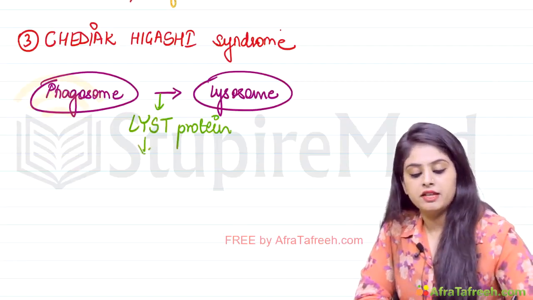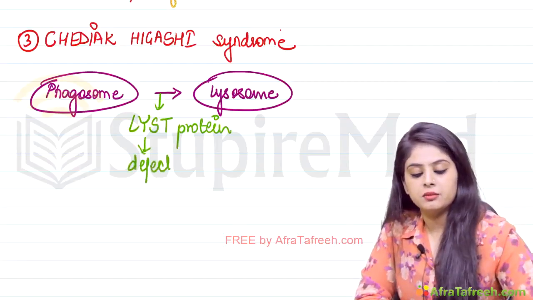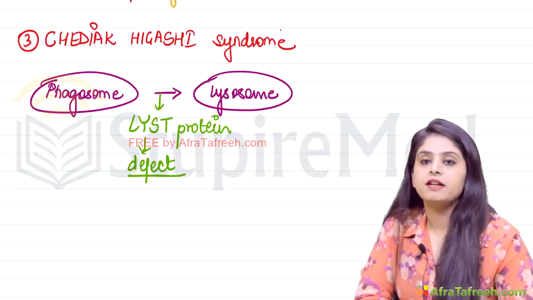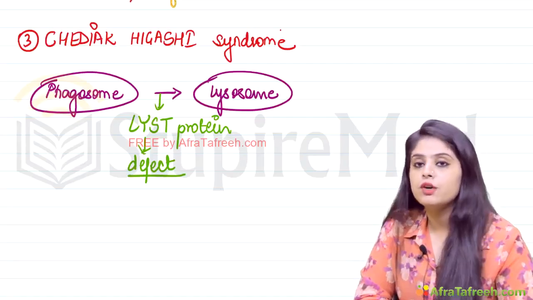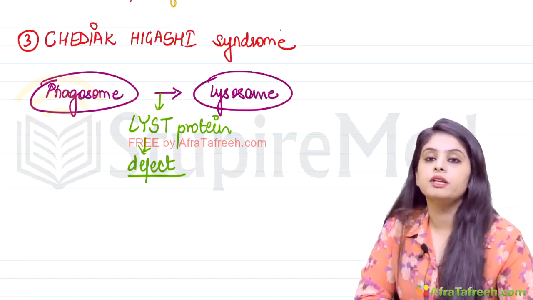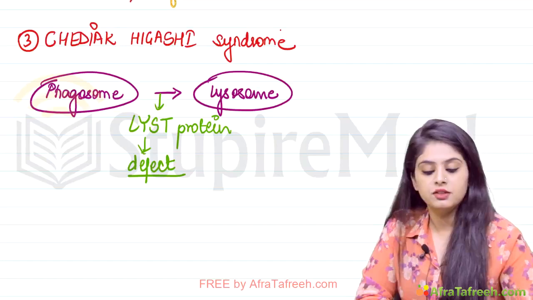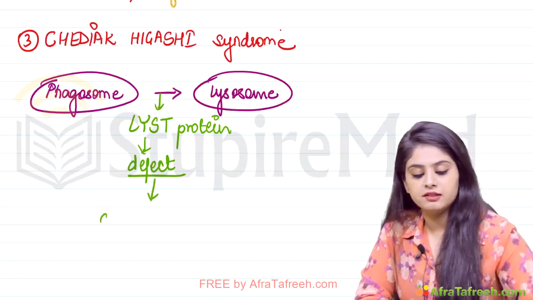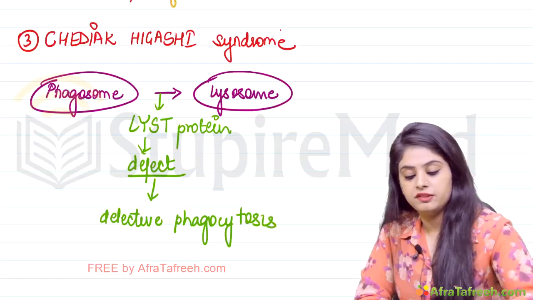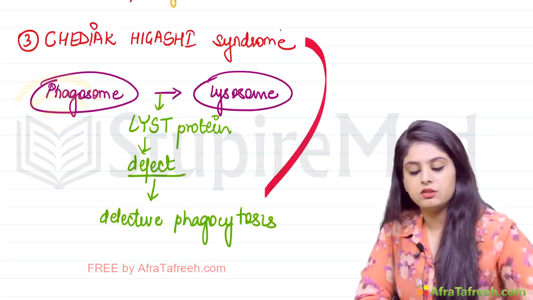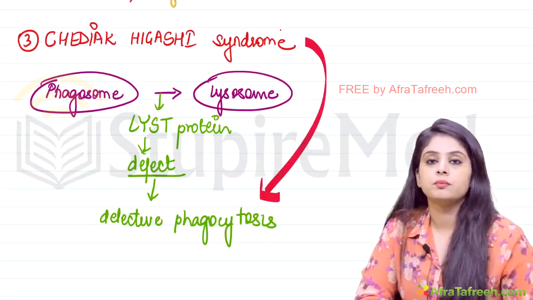Now what happens if there is a defect in the LYST protein? Will phagocytosis happen? No, because phagosome and lysosome fusion will not occur. So there is going to be Chediak-Higashi syndrome. If there is a defect, there is defective phagocytosis, and exactly what we see in a patient of Chediak-Higashi syndrome.